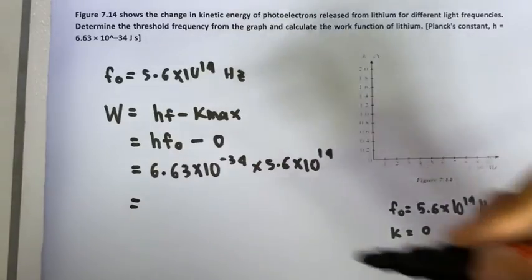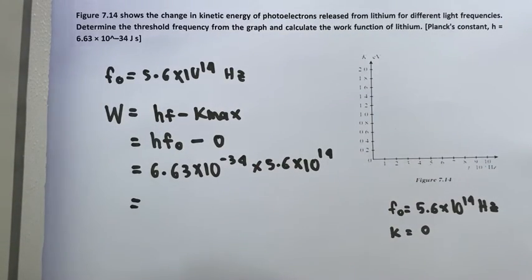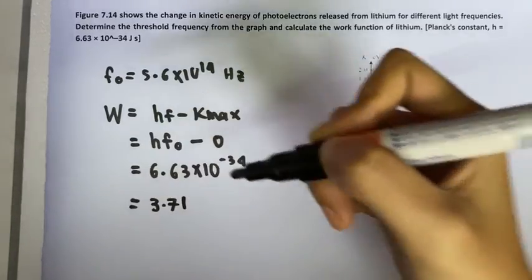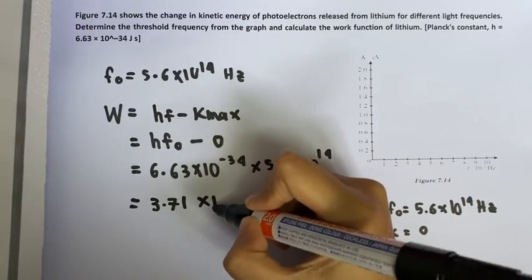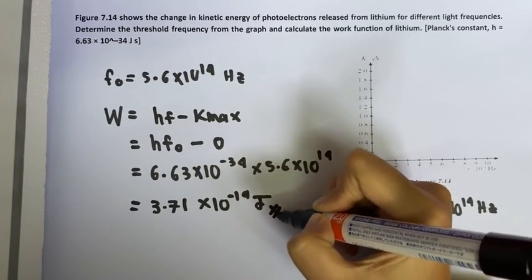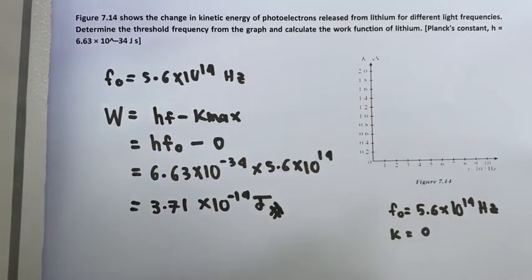So we will get the work function of lithium, which is 3.71 times 10 power of negative 19 joule. So the question is already solved for the work function of lithium.